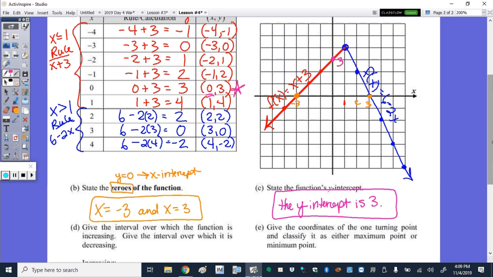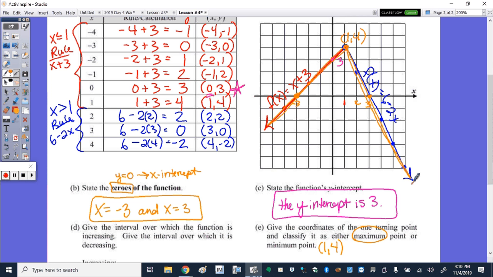Let's scroll down to E. Actually, I'm going to scroll down because I won't be able to see the graph. But E says give the coordinates of the one turning point. Yes, there's only one turning point here. If I trace, we're increasing. It peaks here at this point, whose coordinates are 1, 4. And then it starts to decrease. It says to give the coordinates and classify it. Well, that's a high point. We went from going up, reached our peak, and then came down.